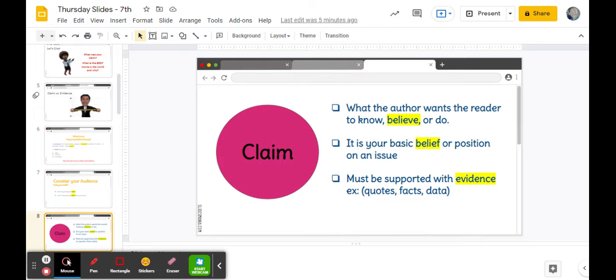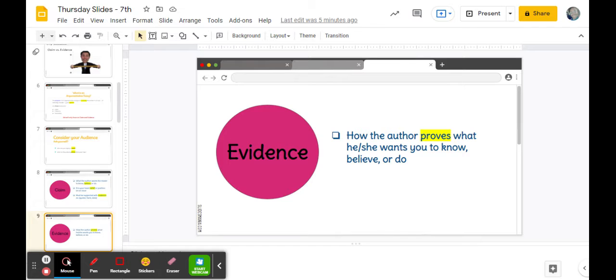And then when you make that claim, you have to support it with evidence. So that could be a quote, facts, data. We also talked about the emotional part of it. We've talked about using an expert, but any of those types of evidence that we've talked about can be used to support your claim.